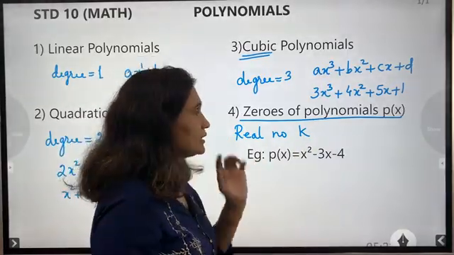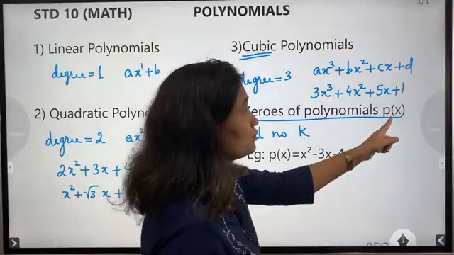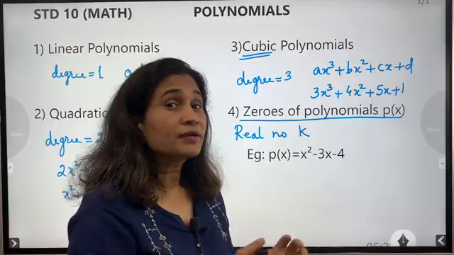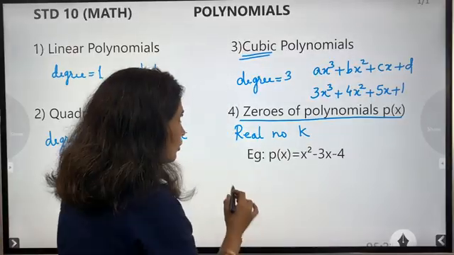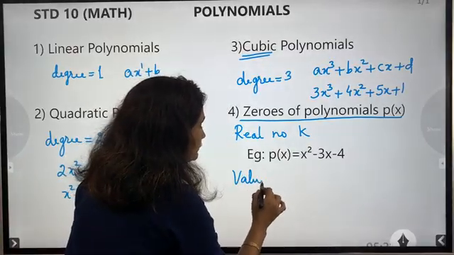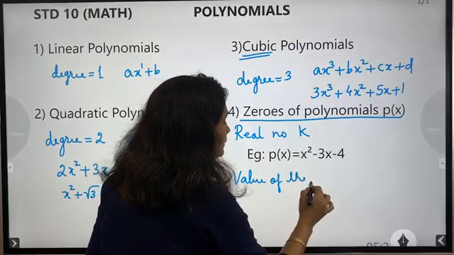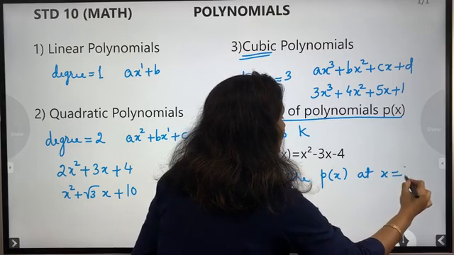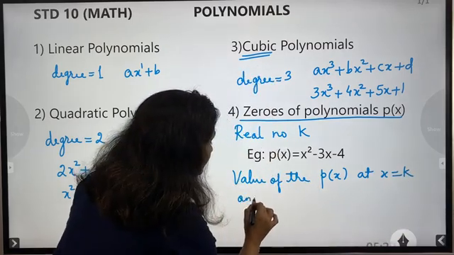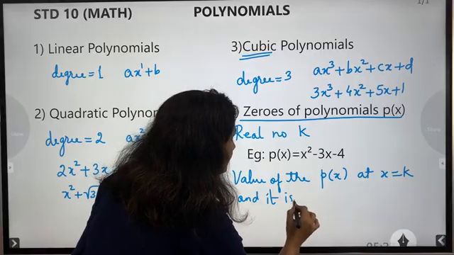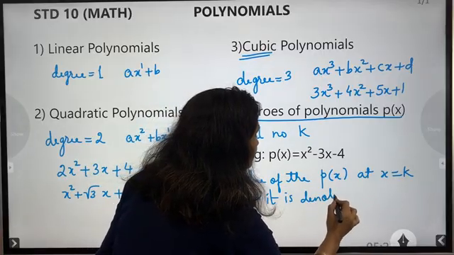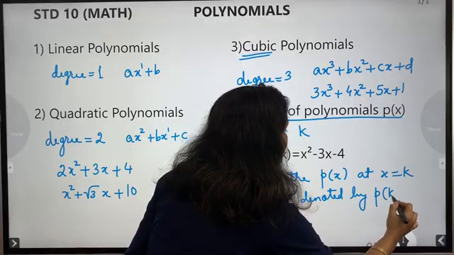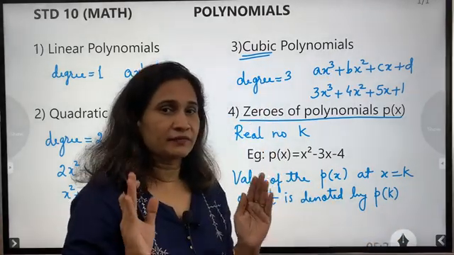So if I choose a real number k and if I substitute the x in that polynomial by this k, then whatever value you get, that is called the value of the polynomial p of x at x is equal to k, and it is denoted by P of k.